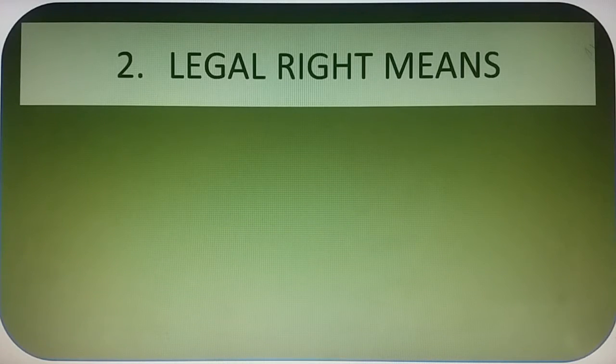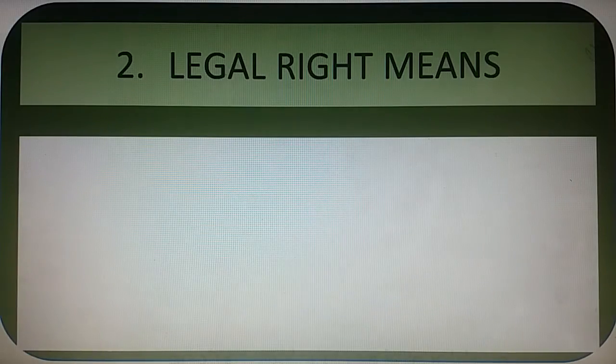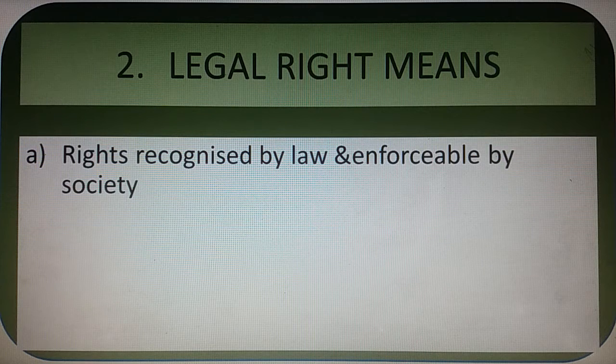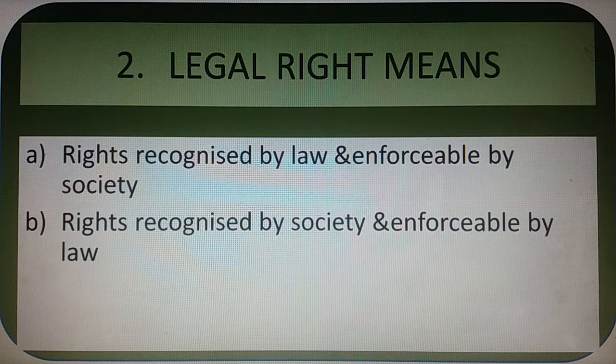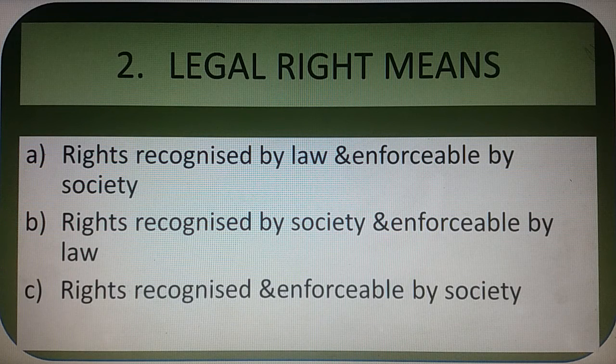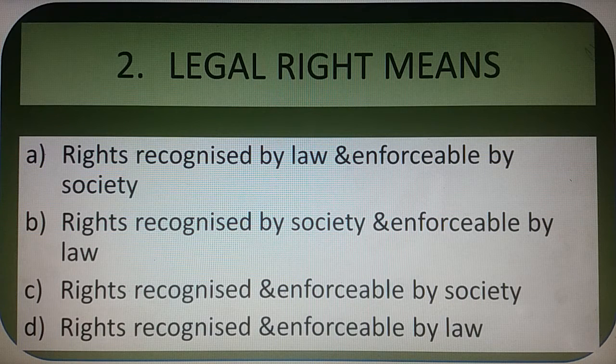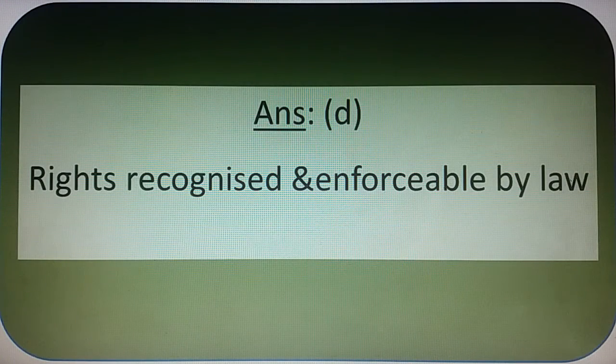Second question, legal right means, the options are A. Right recognized by law and enforceable by society. B. Rights recognized by society and enforceable by law. C. Rights recognized and enforceable by society. And D. Rights recognized and enforceable by law. The correct answer is D, that is, rights recognized and enforceable by law.